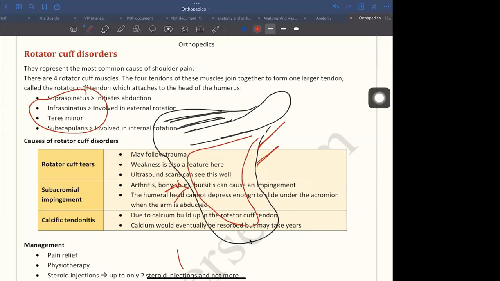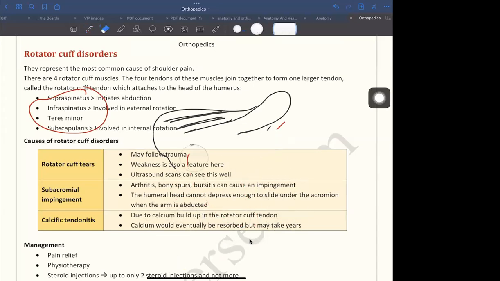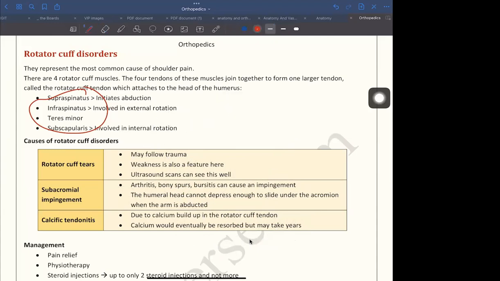They might have a tear, usually following minor trauma, and weakness is a very common feature. Ultrasound is diagnostic. Subacromial impingement. It's a small bursa over the acromion. Arthritis, bony spurs and bursitis might cause impingement. The humeral head cannot depress enough to slide under the acromion, and the arm is abducted. The patient will be in severe pain.